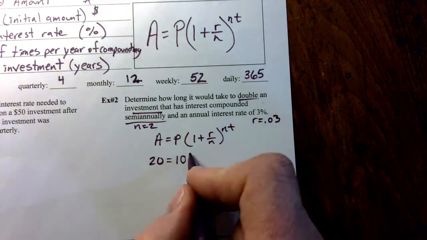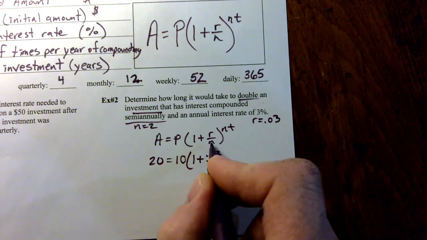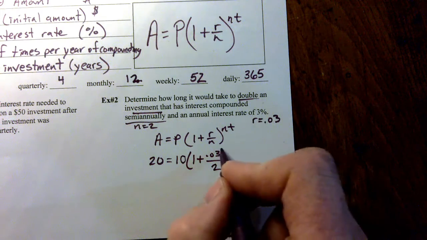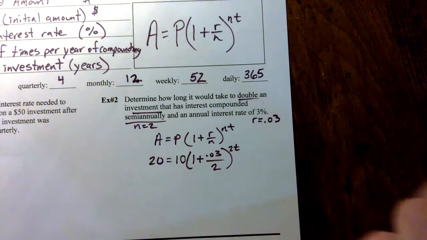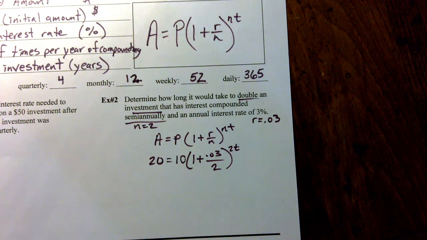And that's what doubling means. So 1 plus r, 0.03 over n. We said that was 2, right? Semi-annually. We're going to raise it to the 2t power. Why is it 2t? Again, n is 2. t is what we're looking for.